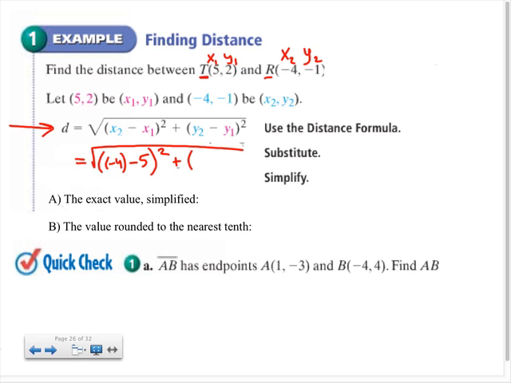And then I'll add the quantity y2 minus y1. I know that y2 is -1, so I'll put that in parentheses. And I take away from that y1, which is 2. And I'll square that. So you see, all I've really done is plugged in my values. Let's simplify this a little bit. -4 minus 5 is -9, and -9 squared is a positive 81. Plus -1 minus 2 is -3. When I square -3, I get a positive 9.